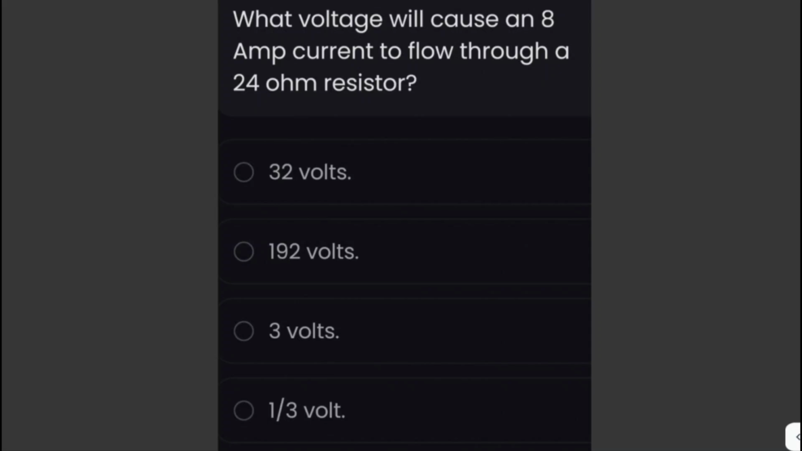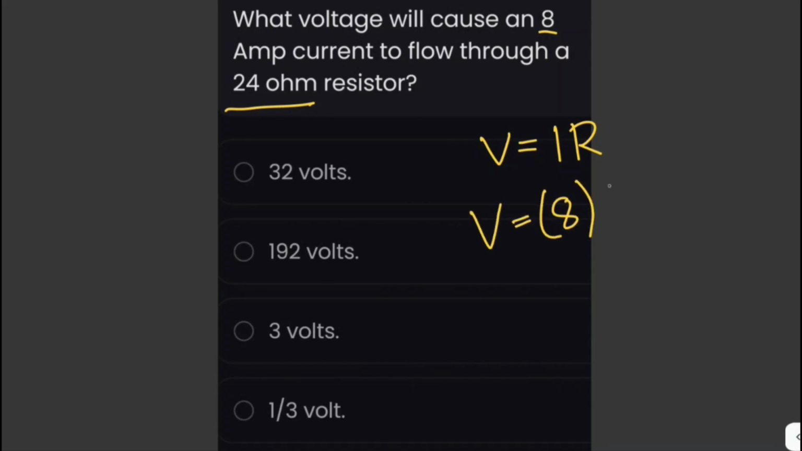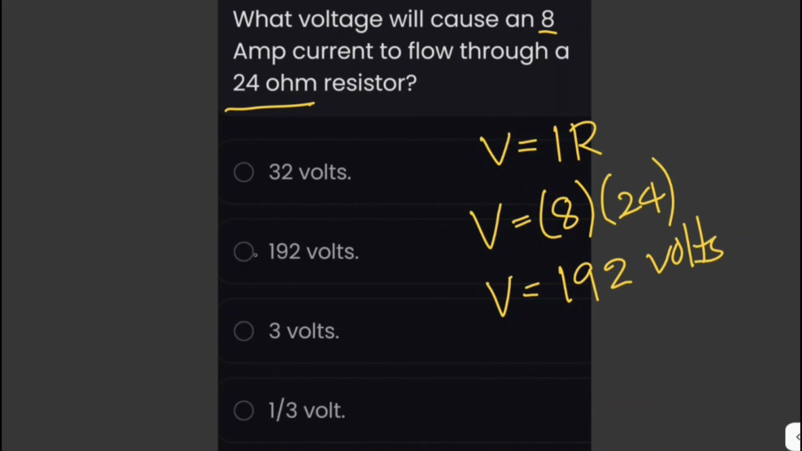What voltage will cause an 8 amp current to flow through a 24 ohm resistor? So based on Ohm's law, voltage is equal to current times resistance. We're given here current, which is 8 amperes, and resistance, which is 24 ohms. So we plug in all of the values to the formula. This is 8 times 24, and this would give us 192 volts. So the answer here is 192 volts.